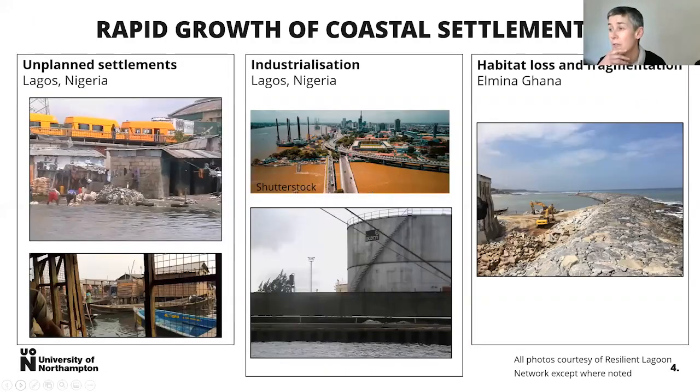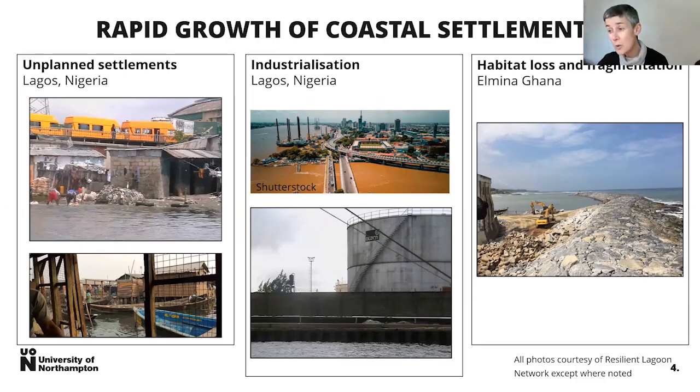So rapid growth of coastal settlements. I've got a few examples here. Those unplanned settlements are really driven by migration to coastal urban areas, and that's mainly an economic migration that's driving people there. That's leading to big urban sprawl at the coastlines, and those large urban areas are really lacking in infrastructure that will help us to manage waste, manage resources that then impact the marine environment.